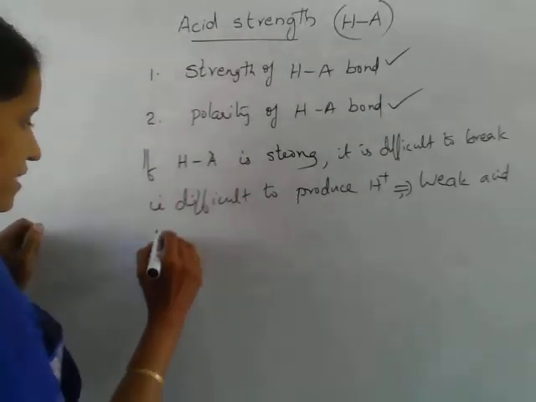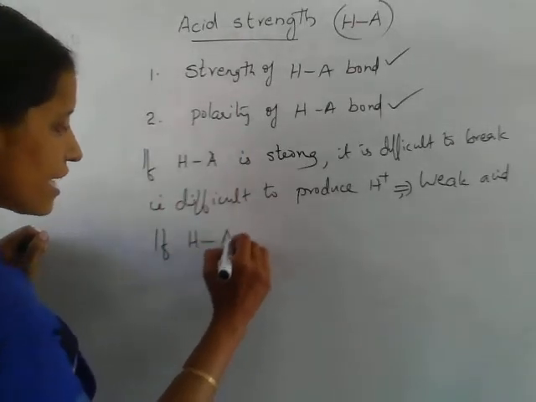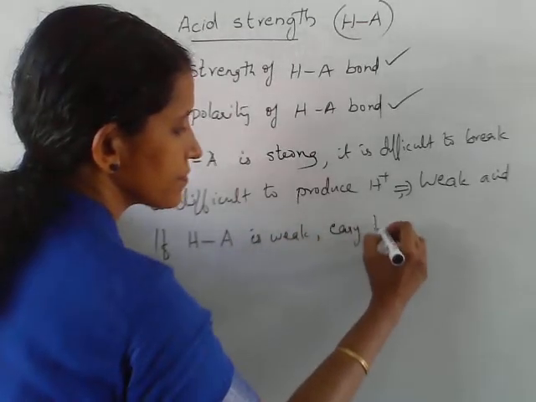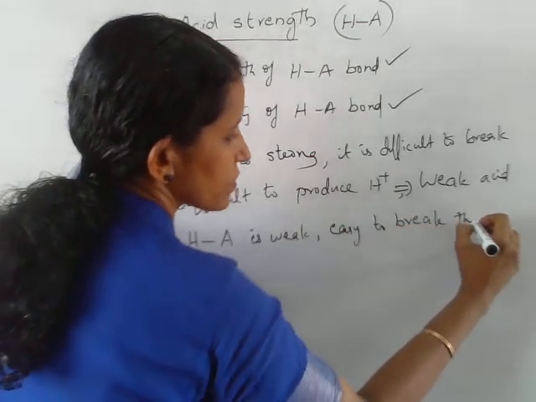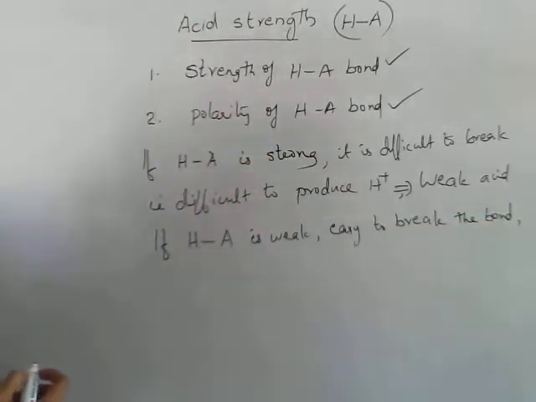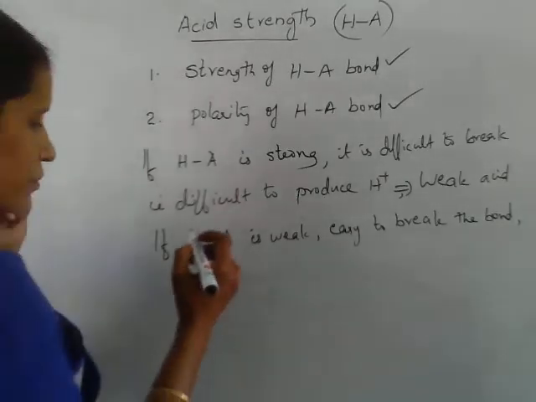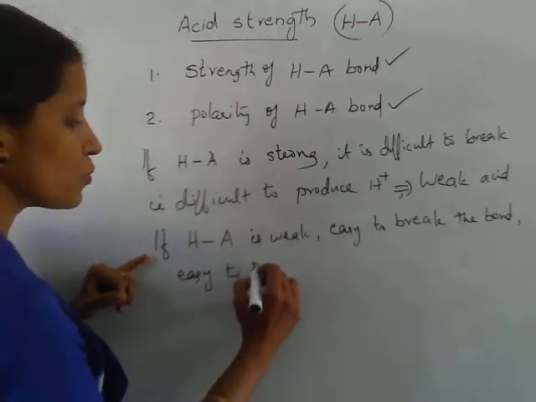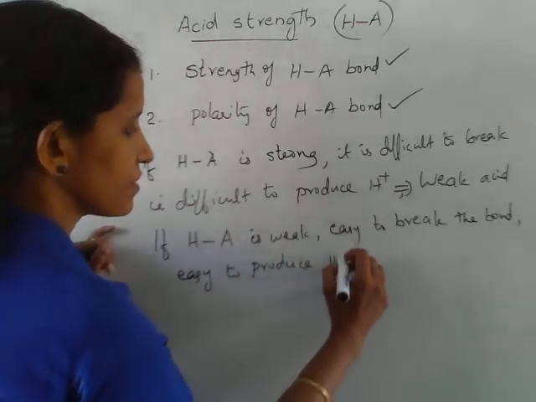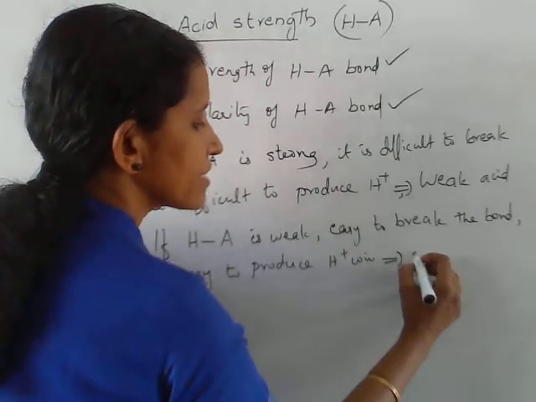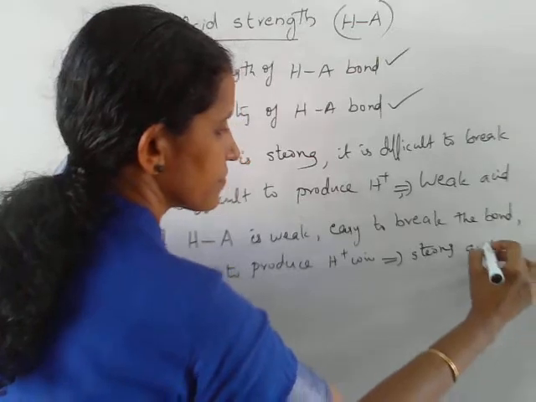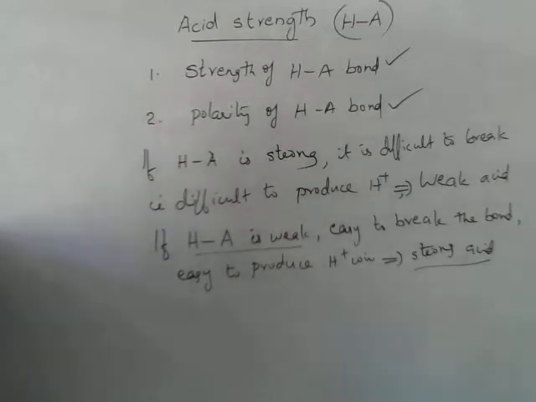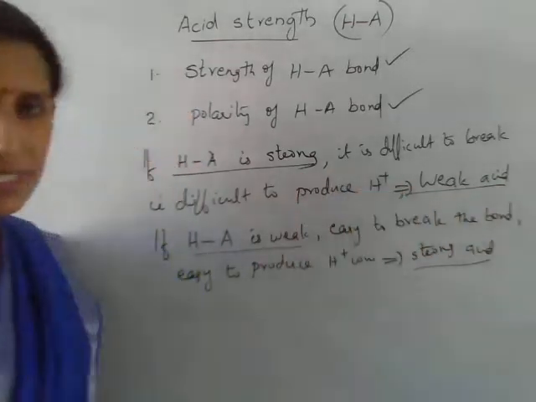On the other hand, if the bond between hydrogen and A is weak, it is easy to break. Easy to break the bond, right? If the bond is easily broken, what happens? Easy to produce H plus ion from it. Easy to produce H plus ion means it's a strong acid, right? So if the HA bond is weak, strong acid. If the HA bond is strong, weak acid.